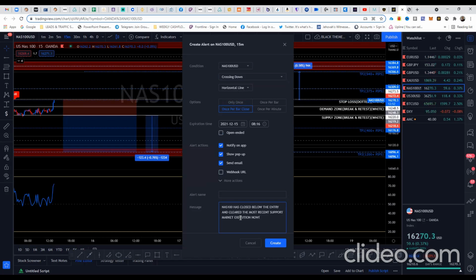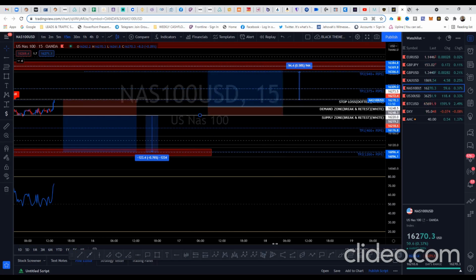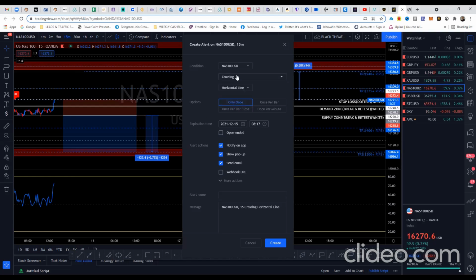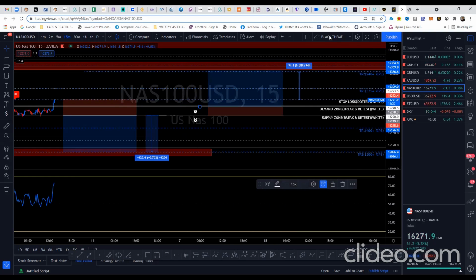Shoot. It says close most recent resistance. Shoot. Come on, man. Copy and paste all that right now. I don't want to trouble out this stupid computer. All right, so that's copied.